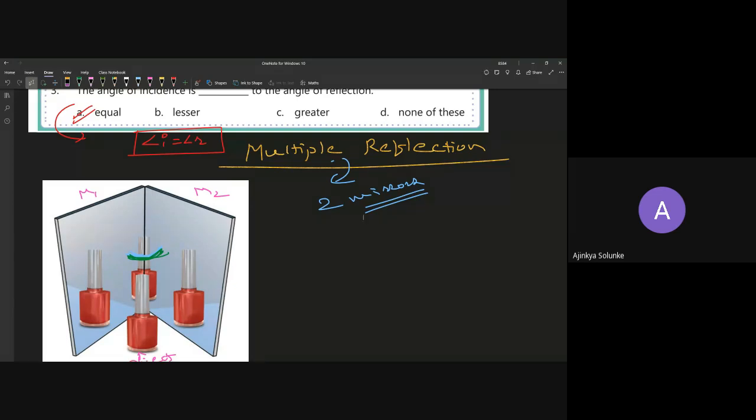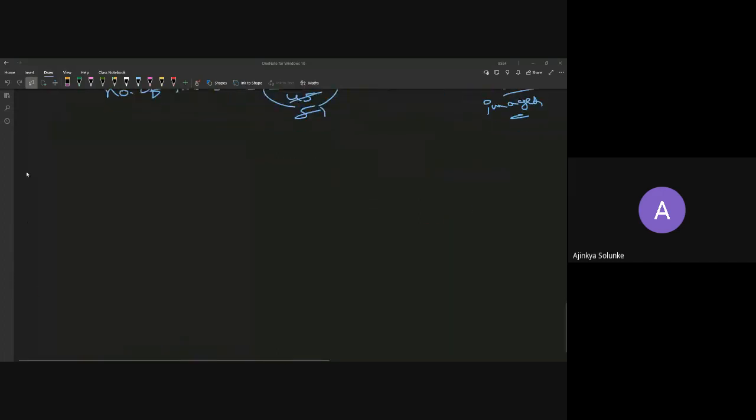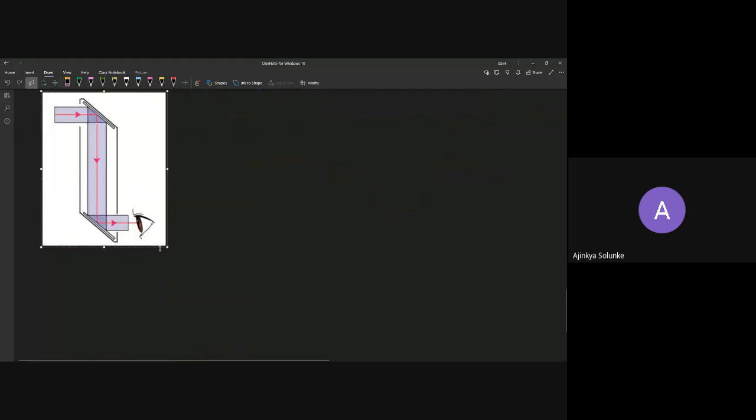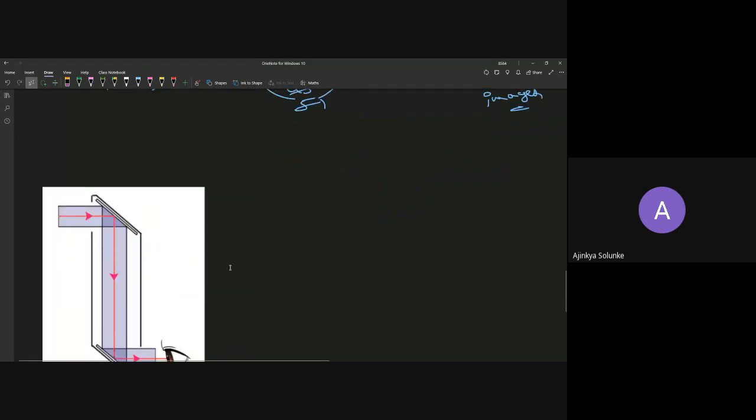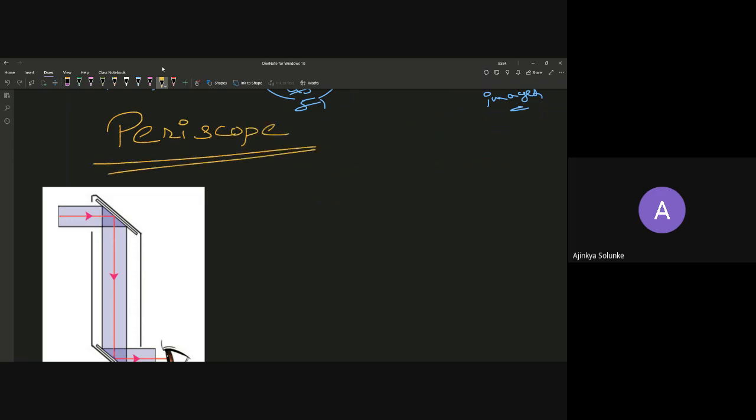Now we have one device in our syllabus which is called a periscope. Let us see what exactly that is. This is based on multiple reflection. In the exam, they might ask you to give an example of multiple reflection. That example is the periscope. Let us try to understand what exactly it is.